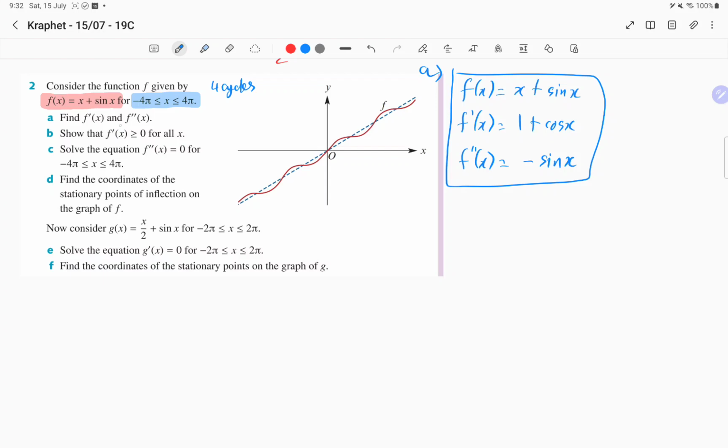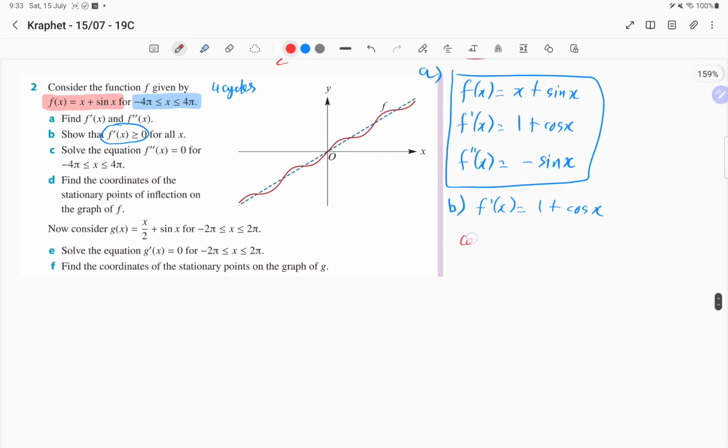Easy. Question B: show that f'(x) is greater than or equal to 0 for all x. How do we show this? Note that the first derivative f'(x) is 1 plus cos x. How do we show that this is always greater than or equal to 0? Because no matter what the answer is for x, it'll always be 1 added onto it. You have to word it this way.